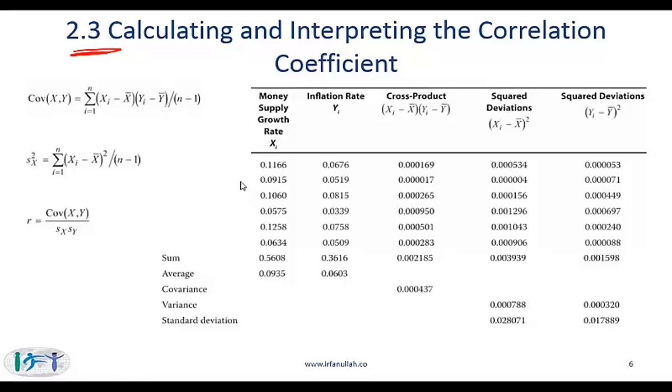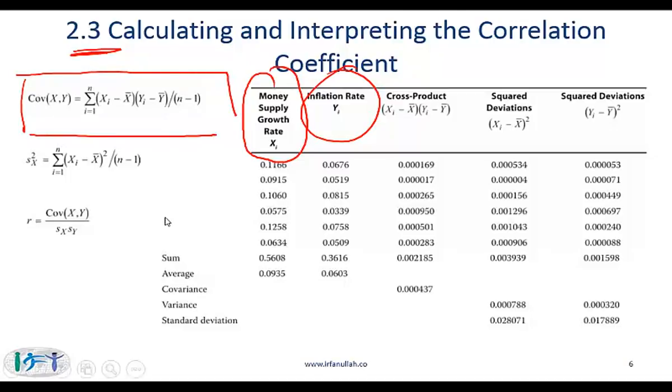I'm going to describe this at a high level. As I said, it is part of your learning objectives, but I think the probability of being tested on the mechanics of this is low. Nevertheless, since it is part of the learning objectives, I will mention what needs to be done. So you have two variables, let's say the money supply growth rate and inflation rate, and you want to calculate the correlation. The first thing that you have to do is compute the covariance.